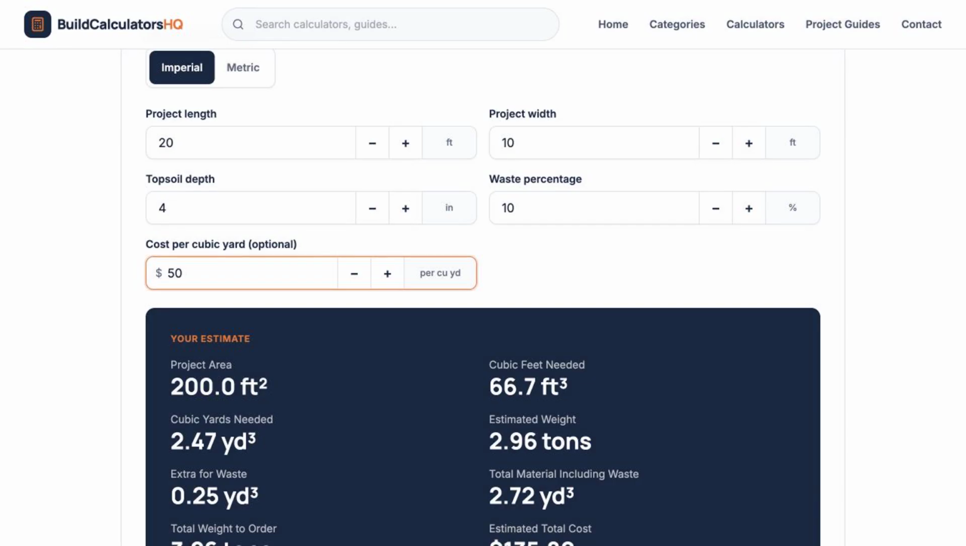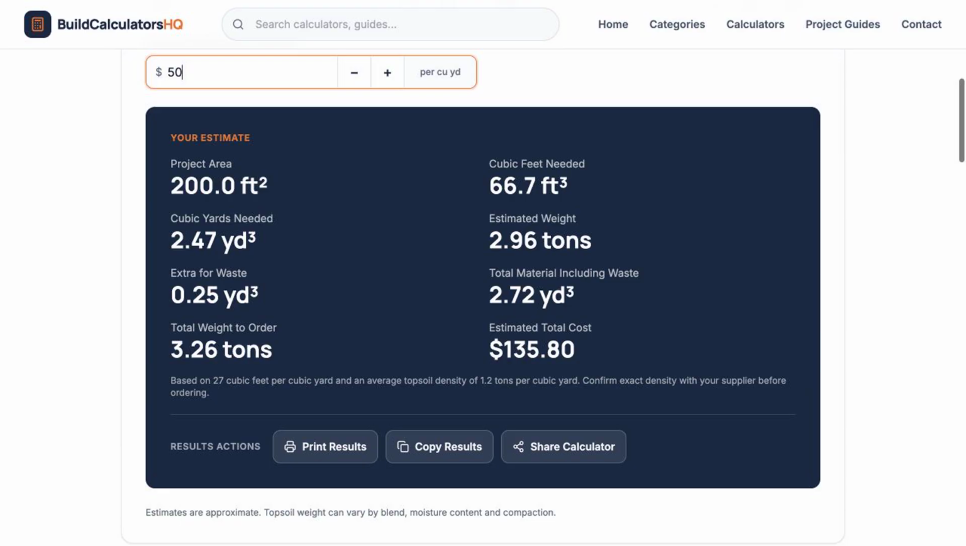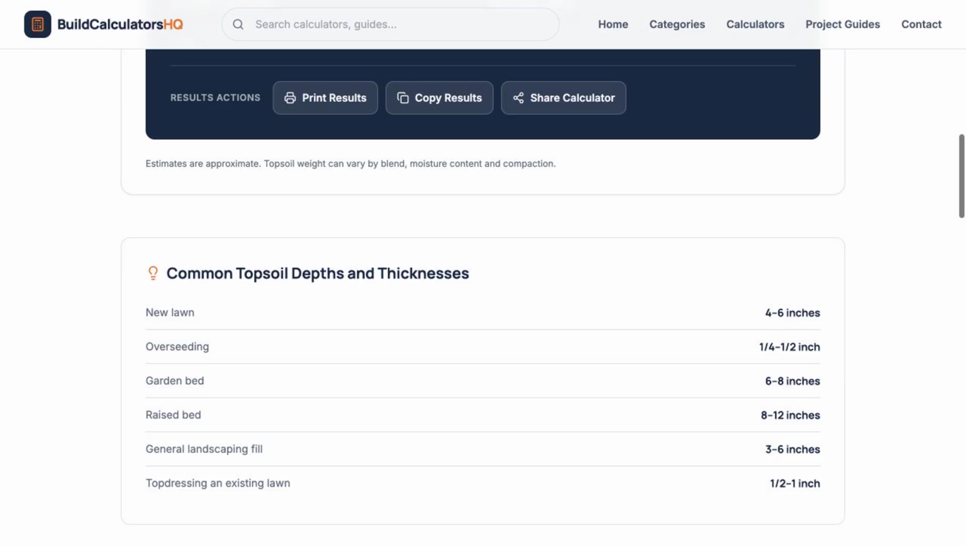If you know the price per cubic yard, enter it to receive an estimated material cost. You can also review the common depth recommendations and planting guidance below the calculator. Actual soil weight can vary depending on moisture, composition, and compaction.